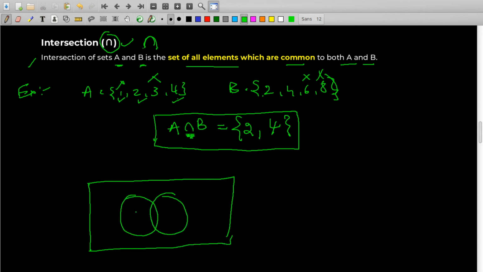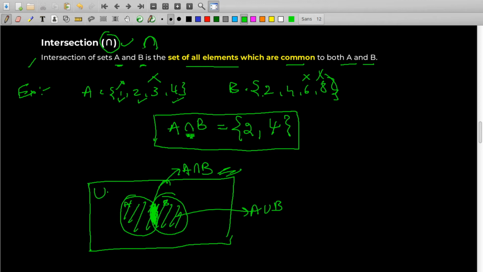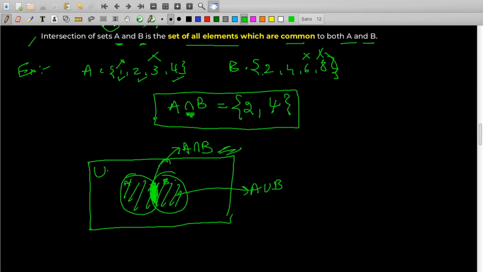so let's say this is A and this is B, and obviously the intersection will be 2, 4 here. So this area, which is the intersection area, is basically A intersection B, right? And as we mentioned before, this whole area will be A union B, right? And this small set which I have darkened is A intersection B, right? Okay, so that is A intersection B in Venn diagrams.